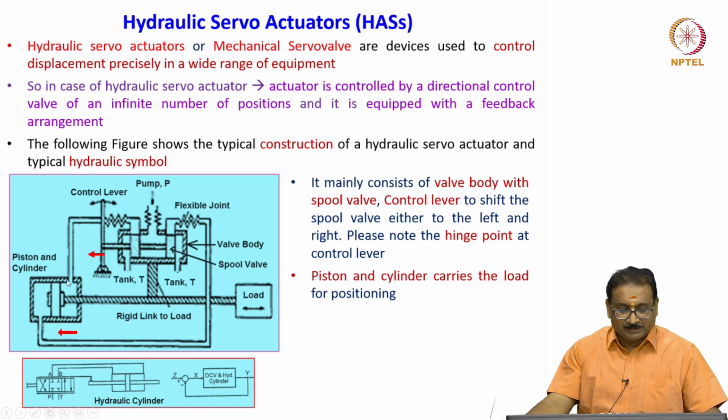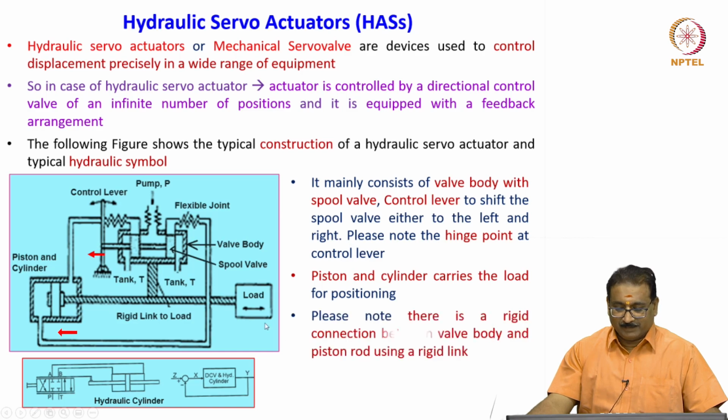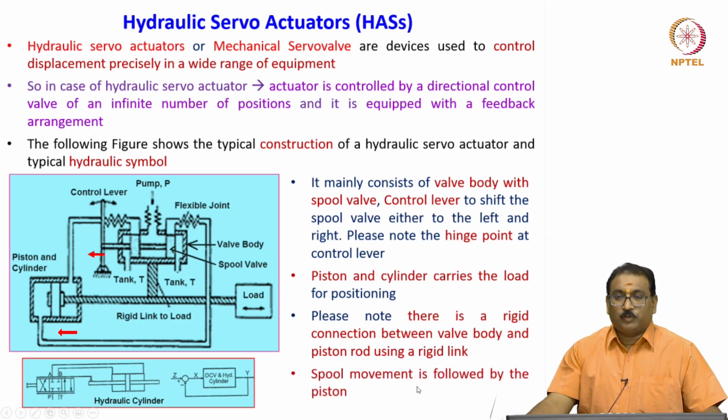The piston and cylinder carry the load for positioning through the piston rods. Please note here, friends, there is a rigid connection between the whole valve body and the piston rod using a rigid link, very important it is. Spool movement is followed by the piston.